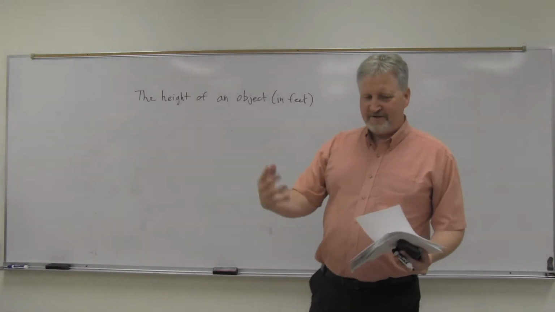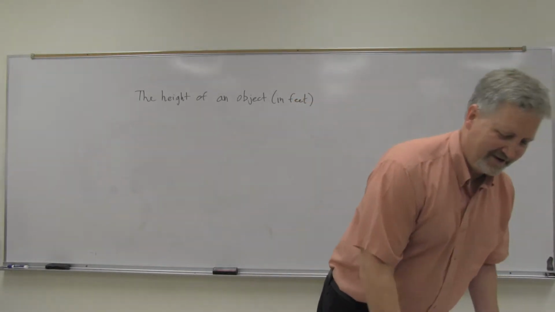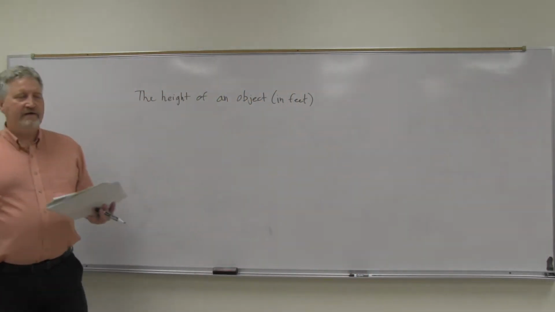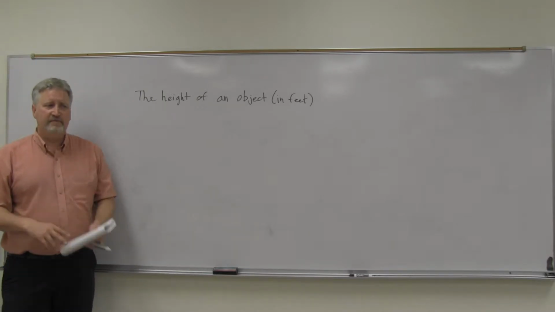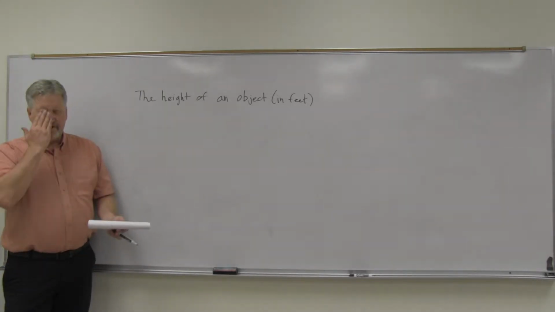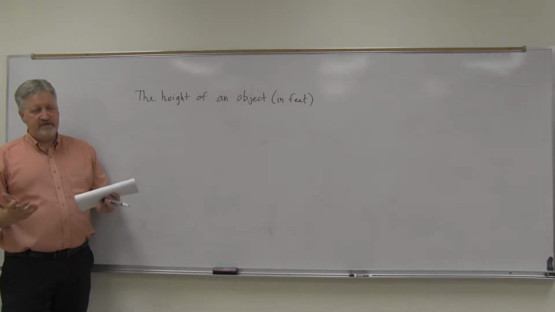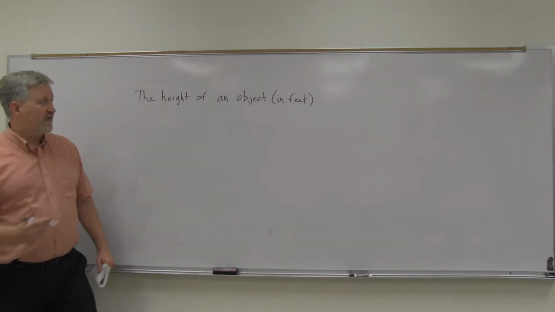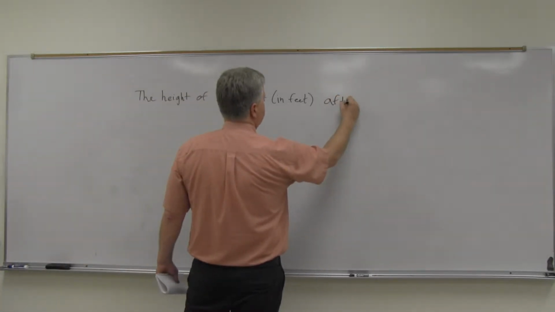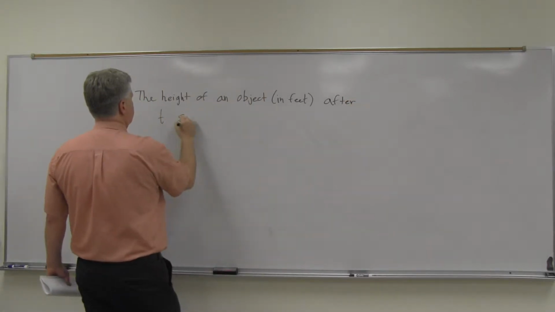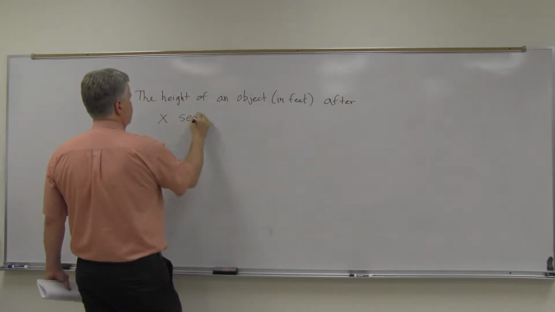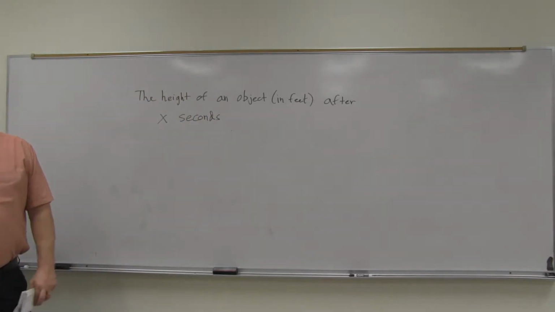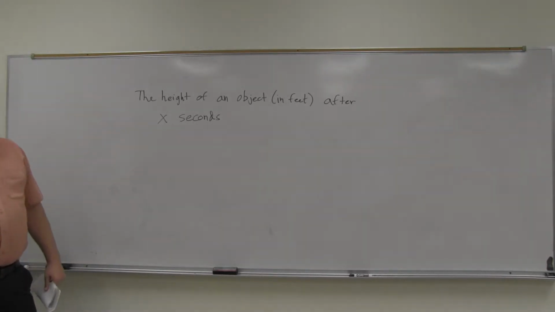All right, so what I've been trying to work my way up to here is this problem right here. We're going to have a height function, height of an object, and it's going to be, in this case, feet. Be careful, pay attention to the units, maybe meters. This one's the height of an object in feet after x seconds. We're just going to use f of x and x again.